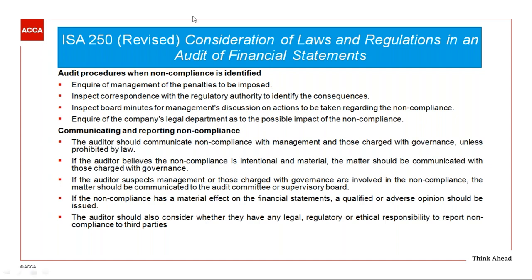But when you have identified the non-compliance and performed these procedures, and management is not interested in making an adjustment, then you should follow these points: communicating and reporting non-compliance. You should be aware of these steps, that is, what the auditor should do if a non-compliance is identified and management is not going to adjust it. So you need to see the management integrity. You should ask management to adjust that, and if they are not interested, then you should go towards those charged with governance and so on.